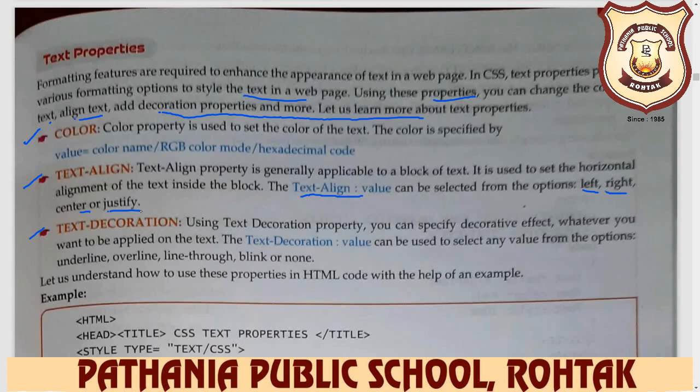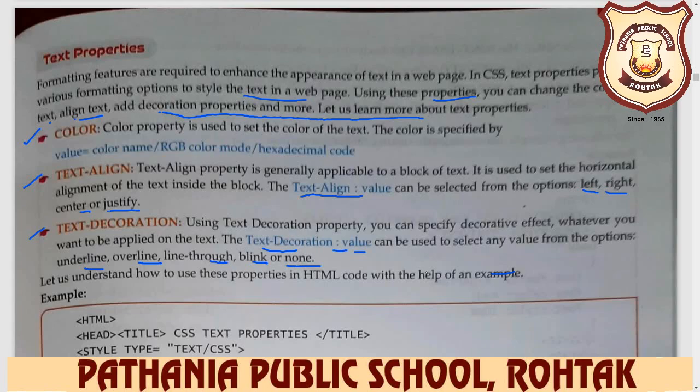And if you want to change the decoration of your text, you use the text-decoration property. Then you use the colon and then the value, and the values are underline, overline, line-through, blink, or none. If you want to write the underline, then you use underline. If you want a line through the text like this, then you use line-through. If you want your text to blink, then you use the blink value.